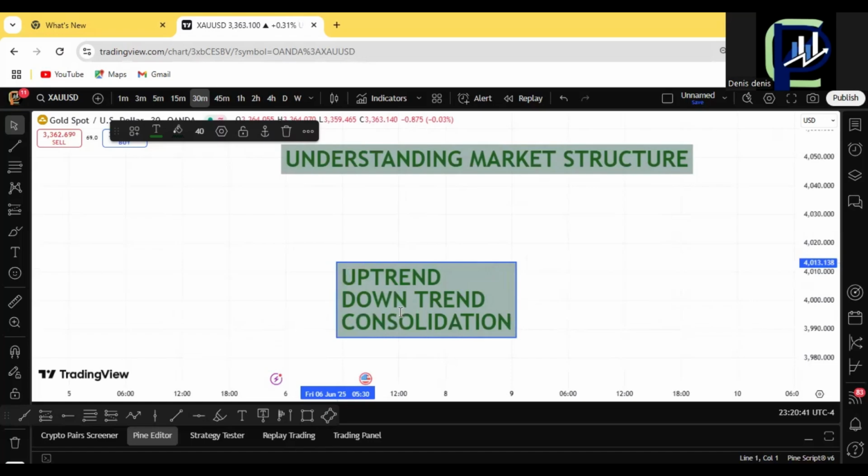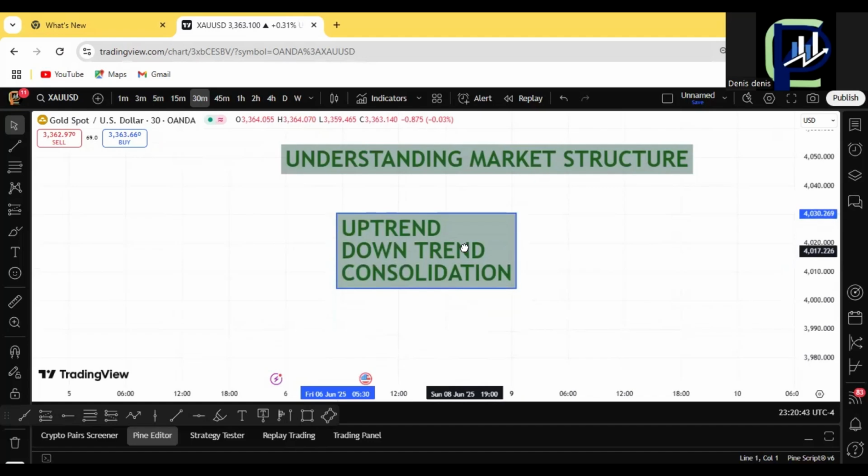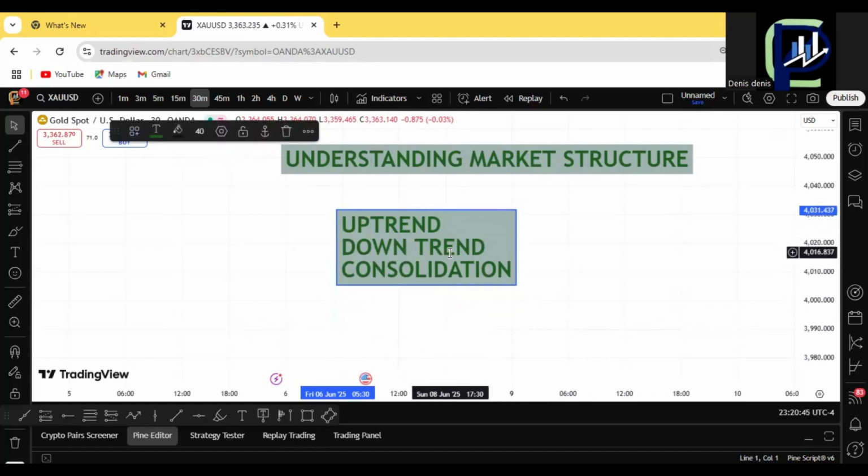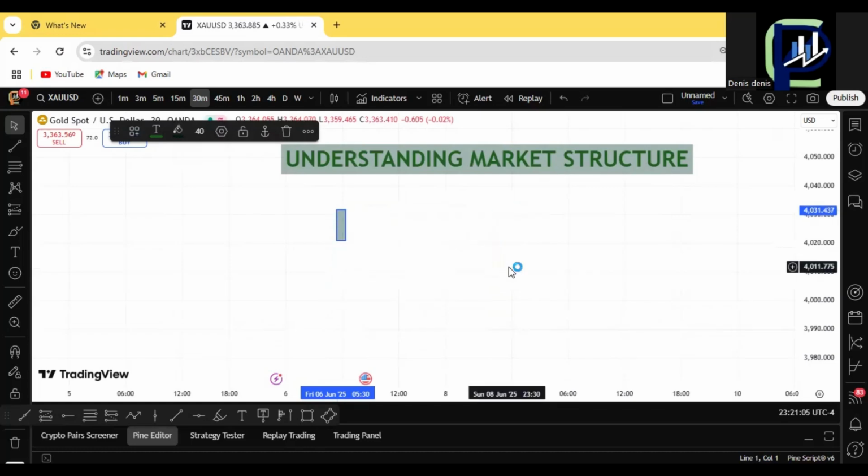That means it is neither in an uptrend or in a downtrend, but it's just playing around in almost the same point, same areas for some period of time. Depending on the time frame, it may take months, it may take weeks, it may take days, it may take hours, depending on the time frame you're going to be working on. So this is the basics, or this is what we all need to understand.